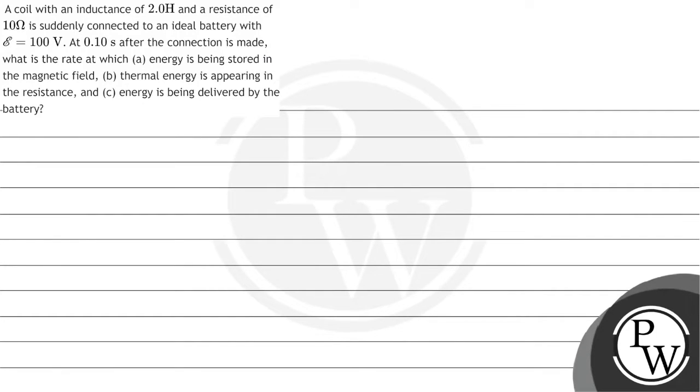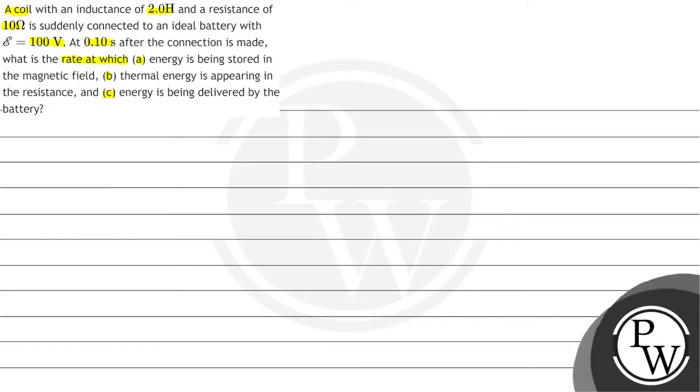The question says: a coil with an inductance of 2 Henry and a resistance of 10 ohm is suddenly connected to an ideal battery with EMF equal to 100 volt at 0.10 second. After the connection is made, what is the rate at which (A) energy is being stored in the magnetic field, (B) thermal energy is appearing in the resistance, and (C) energy is being delivered by the battery.